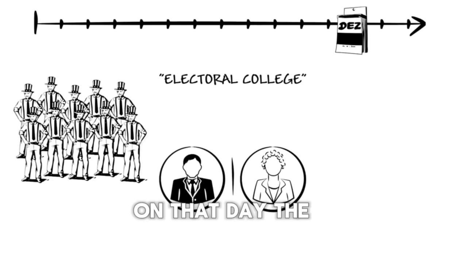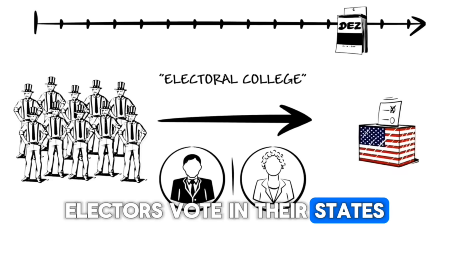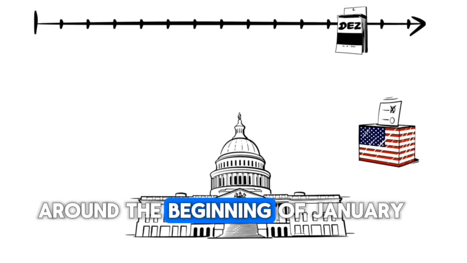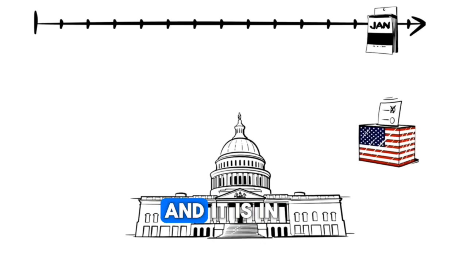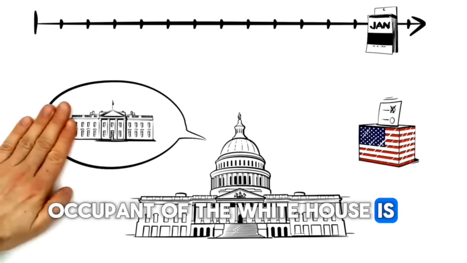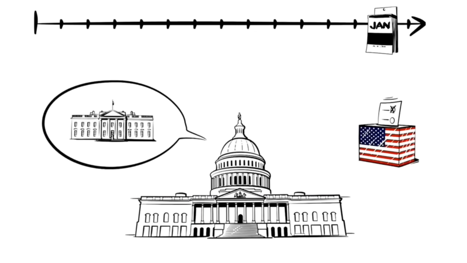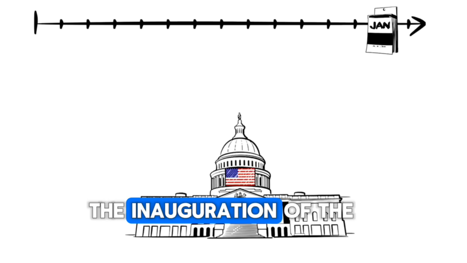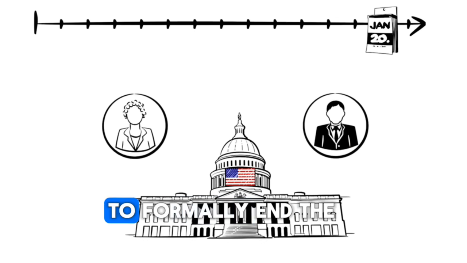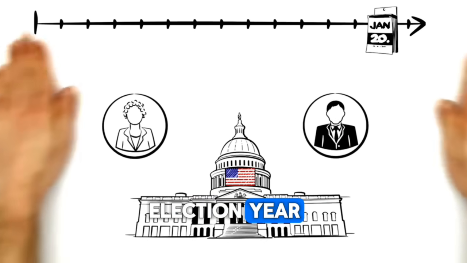On that day, the electors vote in their states. These votes are then counted in Congress around the beginning of January. And it is in Congress, too, where the next occupant of the White House is later officially announced. Finally, the inauguration of the next president takes place on January 20th to formally end the election year.